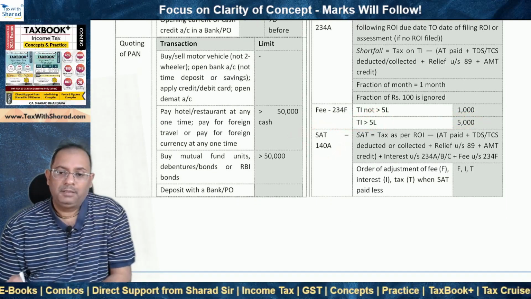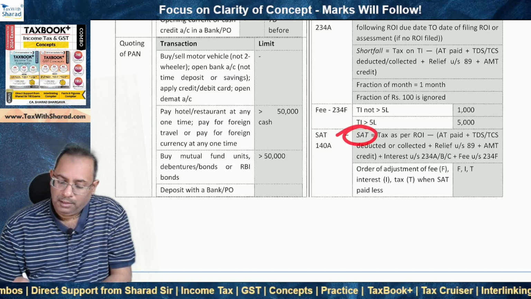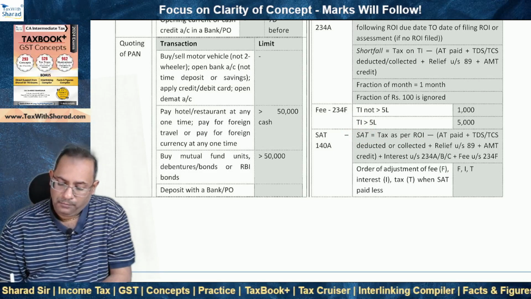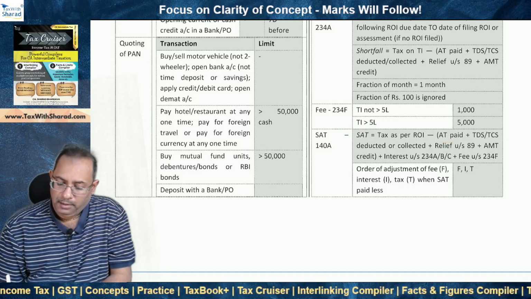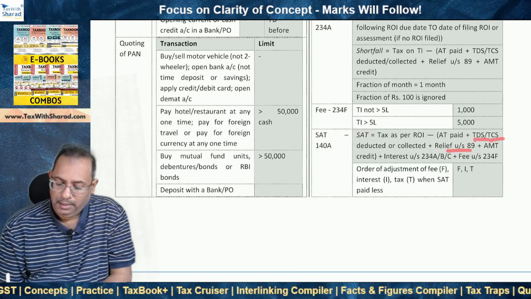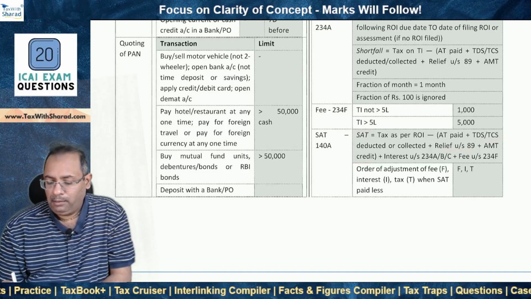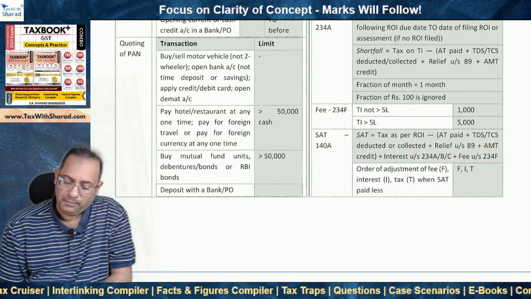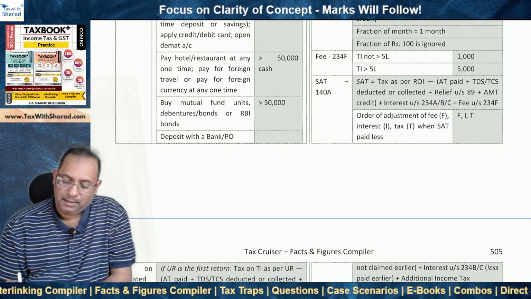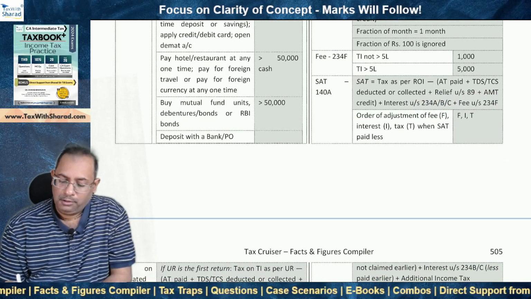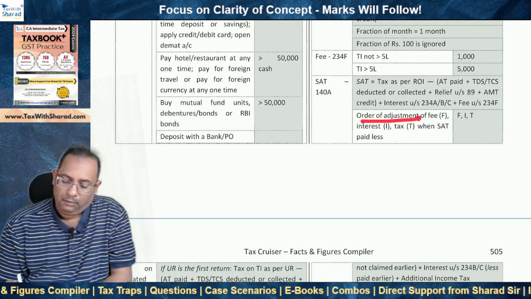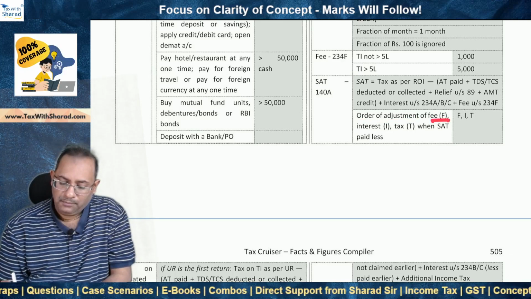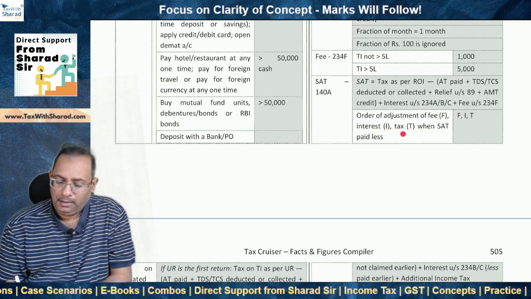Self-assessment tax needs to be paid as per section 140A. And how do you compute self-assessment tax? You find out tax as per the return of income. From that, you deduct advance tax paid, TDS deducted, TCS collected, relief under section 89 and AMT credit. And then you add interest under section 234A, B, C and fees under section 234F. Now, if the self-assessment tax actually paid is less than what is required, then the order of adjustment is that the amount paid will be adjusted first against fees, then against interest, and then against tax.